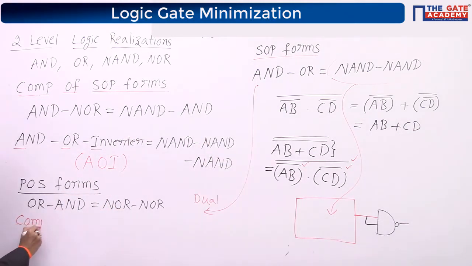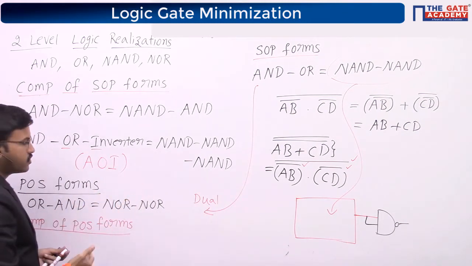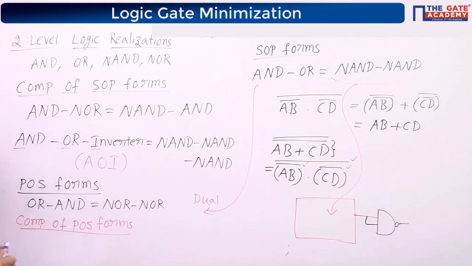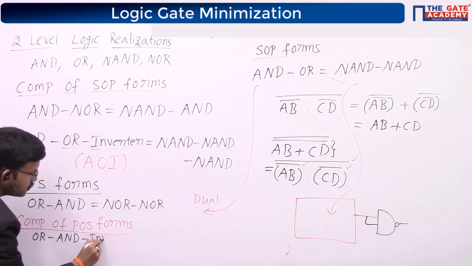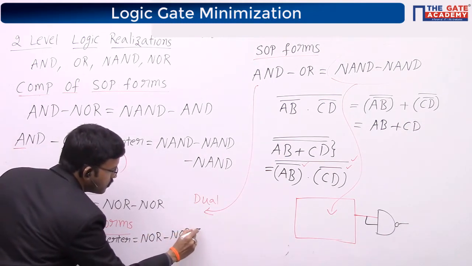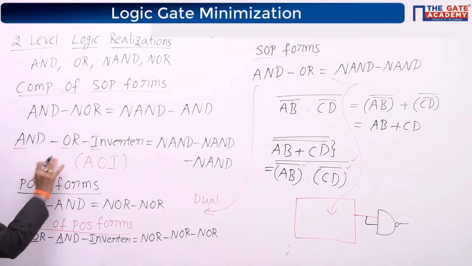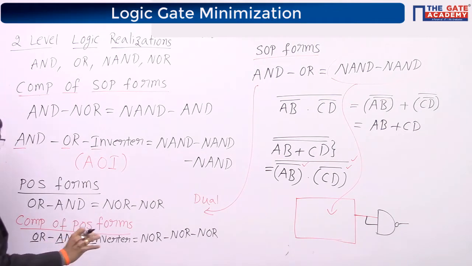Last one, complement of POS. Here I am getting POS, so I will use an inverter as the third stage. So I will get the complement of POS. So OR-AND inverter equals NOR, NOR, NOR. 3 stages I will use NOR. Here OR-AND inverter, OAI. Here AOI logic, here OAI logic.